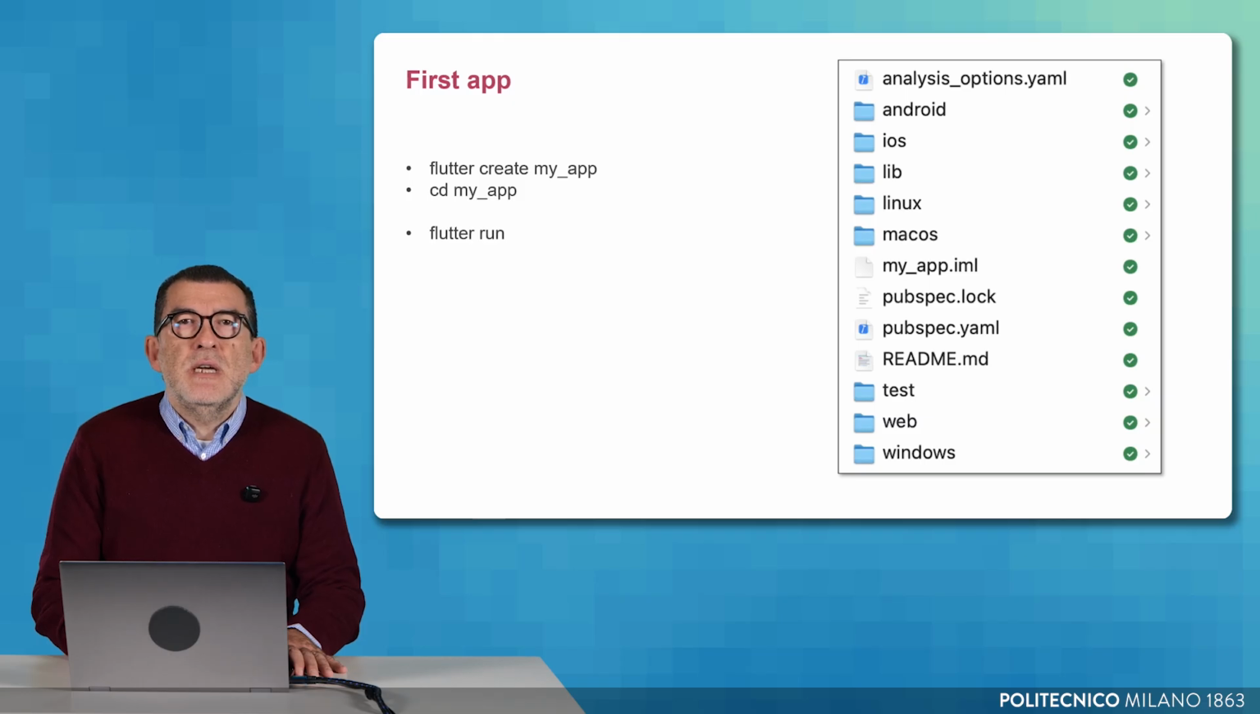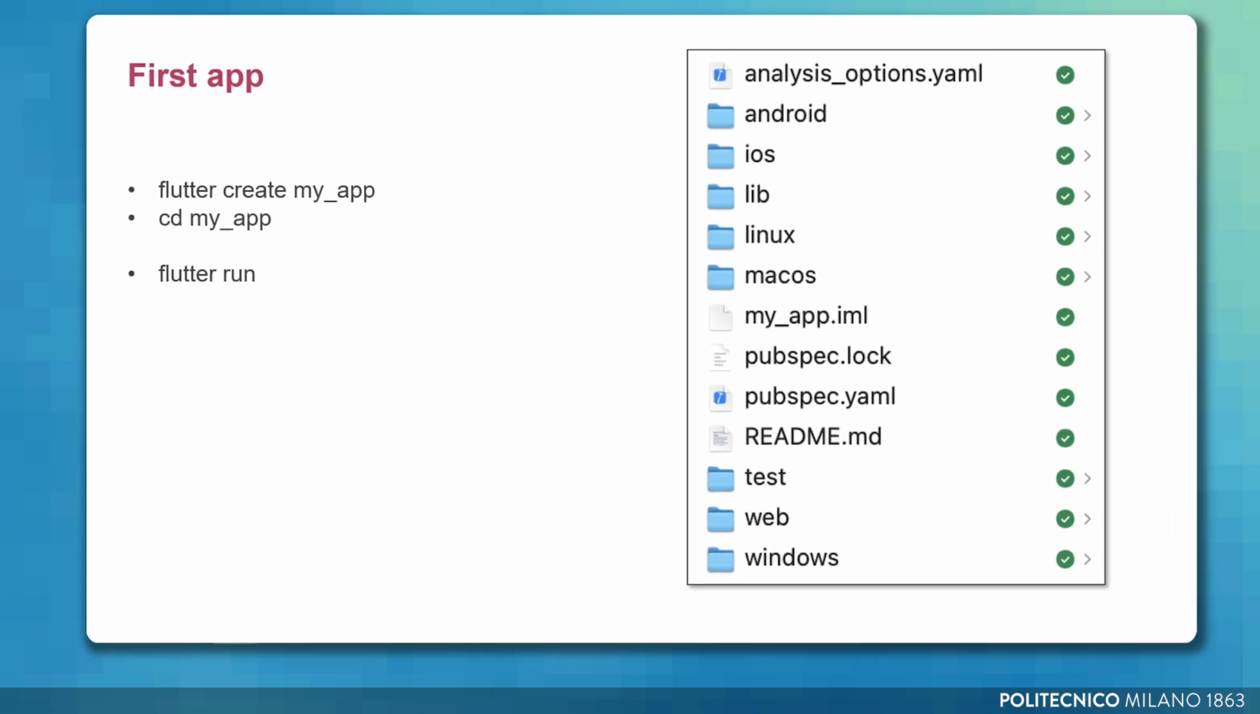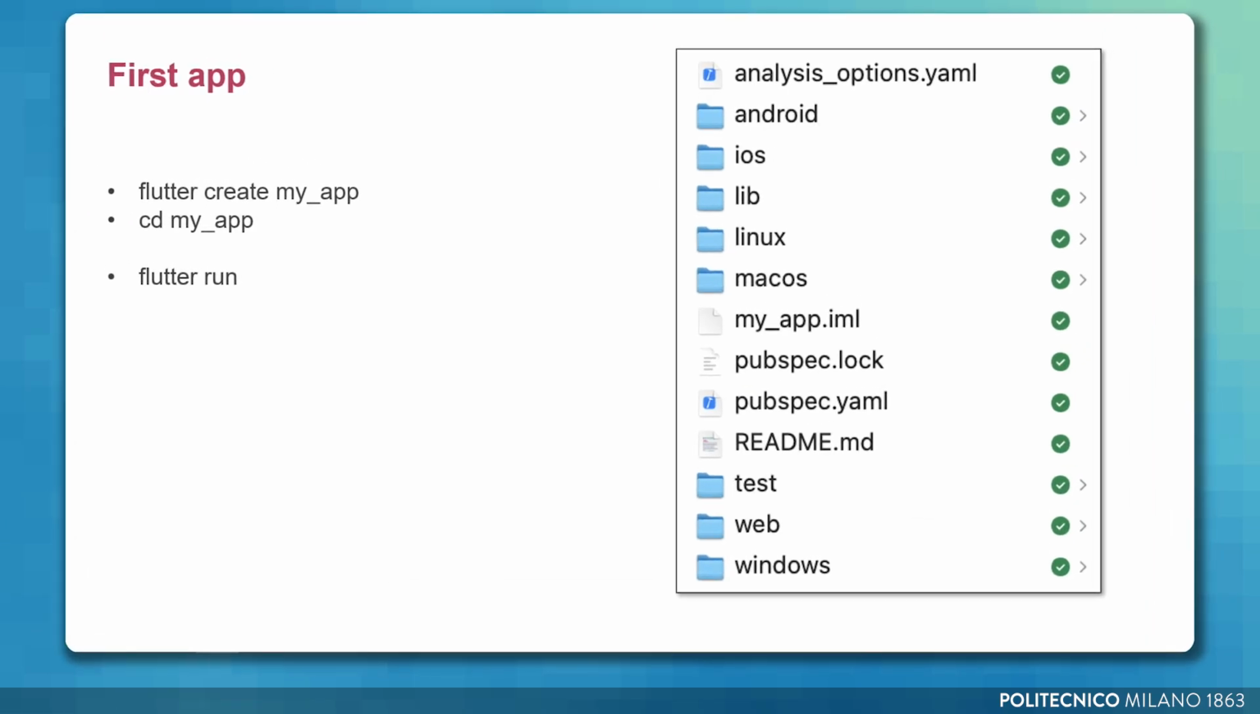The generated directories are quite self-explanatory. Android, iOS, Linux, macOS, web, and Windows contain platform-specific code and assets for running your app on those systems. The lib folder is where your Dart code resides. Initially, it includes a single file, main.dart, which serves as the entry point of your app. You can add more files and folders as needed, but main.dart must always be present.